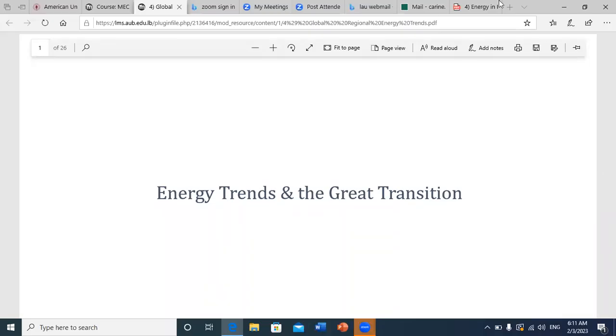In this session, we'll start first by going over energy trends and the great transition in use of energy. And then we'll start to talk specifically about energy in buildings. So hopefully next time we'll start then to introduce computational fluid dynamics software, how we can simulate energy in buildings.